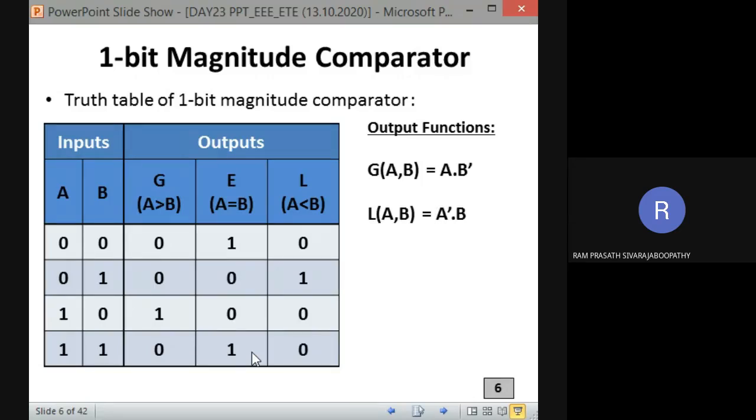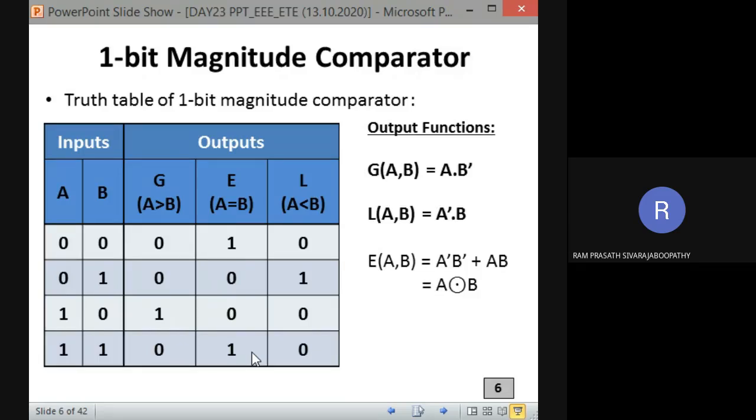Gayatri, kindly check it. It is A bar B bar plus AB. Sabrisity also correct. A bar B bar or AB. That means A bar B bar plus AB. We can write like this. What about the logic of this expression? A bar B bar plus AB. Which logic gate we can use? XNOR. Okay. So A XNOR B.